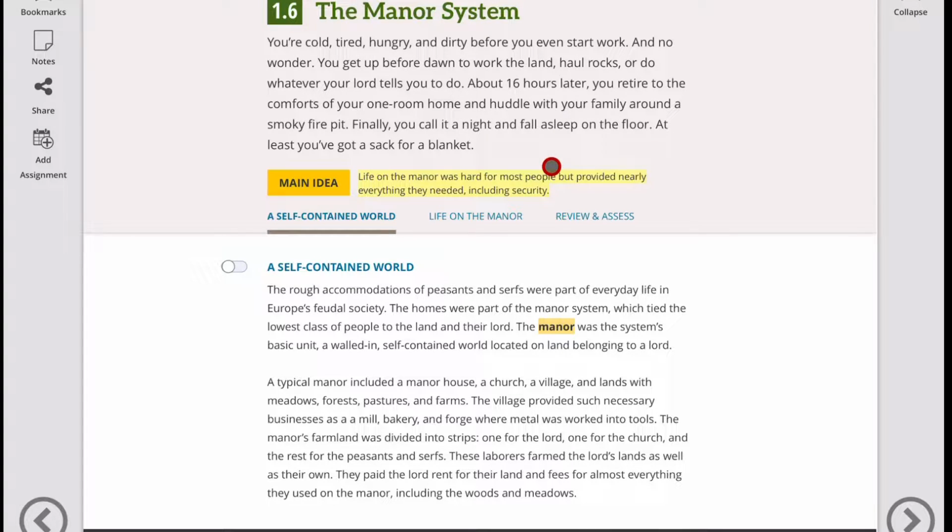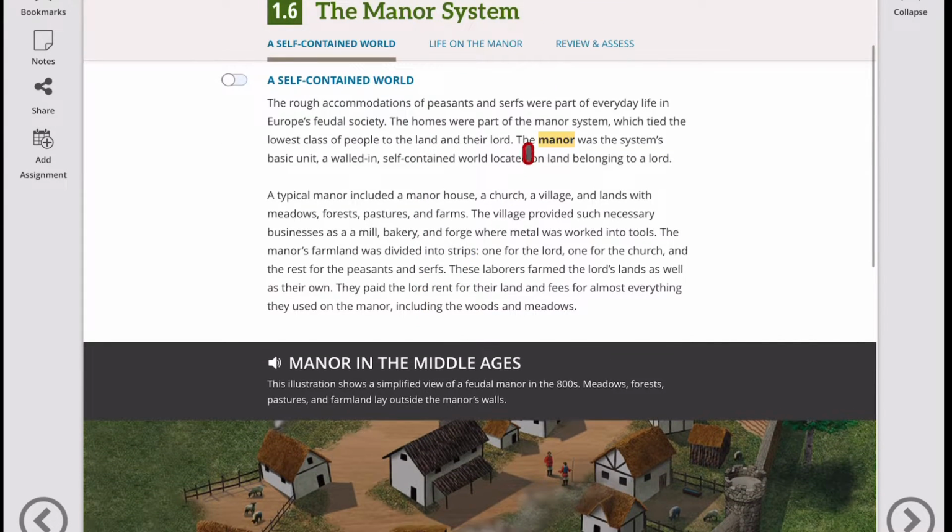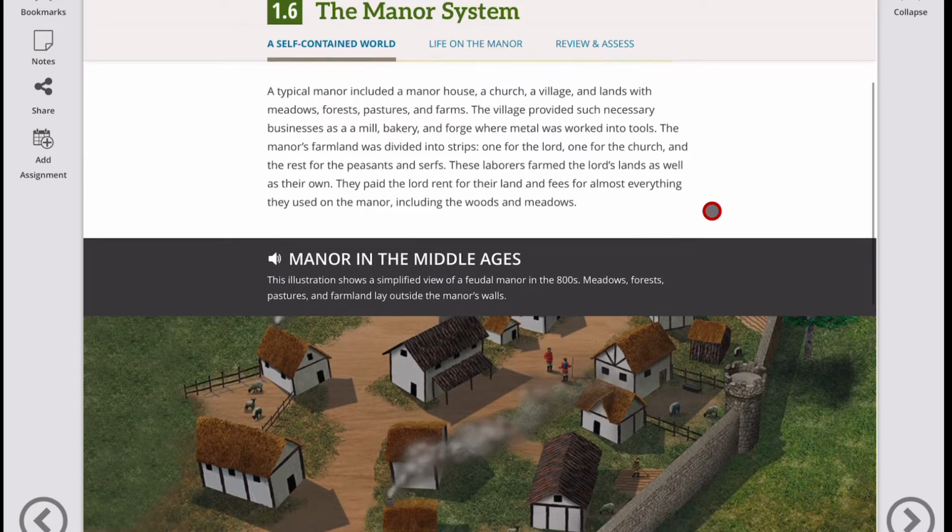Meadows and forests were common land. Peasants could use some of the land to graze their farm animals, but their use was limited. They could cut only a certain amount of meadow hay for their animals or wood from the forest for heating and building. The bottom line: the manor was the system's basic unit, a walled-in, self-contained world located on land belonging to a lord.